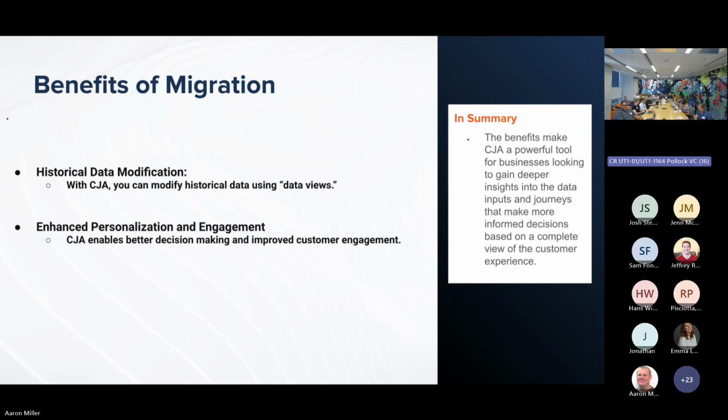Number 6, historical data modification. With CJA, data analysts can modify historical data using data views. This feature allows you to change components, use strings as metrics, and correct or remove data retroactively without affecting the underlying data set.